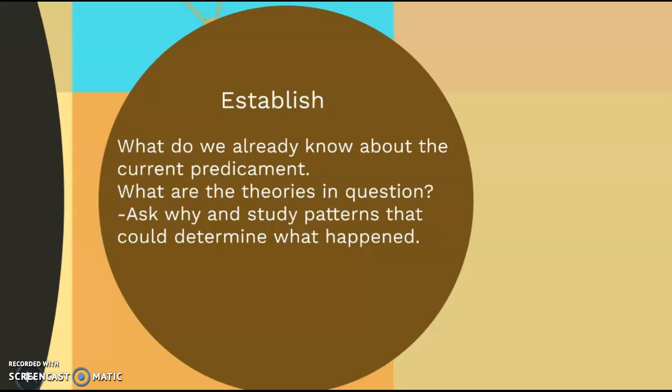What we already know about the current predicament is that there is a specific problem. There's a problem with the screen. There's a problem with the keyboard. There's a problem with the hard drive. What are the theories in question? Ask why and study patterns that could determine what happened. Like, after I did this, that happened; after I did that, this happened. You need to understand that every action has a reaction. So if you have a virus, there's going to be an action in your computer. So you need to see those patterns.